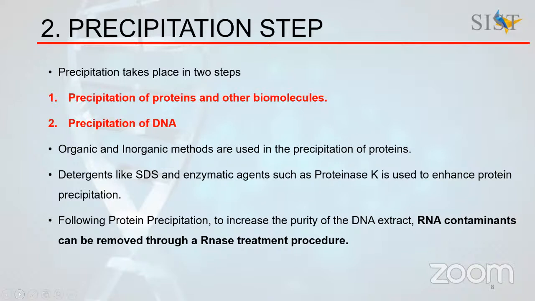So if you precipitate the proteins and other biomolecules first, the last component left in the concentrate or the lysate will be DNA, right? So it will be easier for you to get the DNA at last. In order to precipitate this protein, we can use organic methods or inorganic methods. Detergents like SDS, and enzymatic agents such as proteinase K, can be used to enhance the protein precipitation from the cell lysate. And first, the protein is the one which is eliminated from the cell lysate.